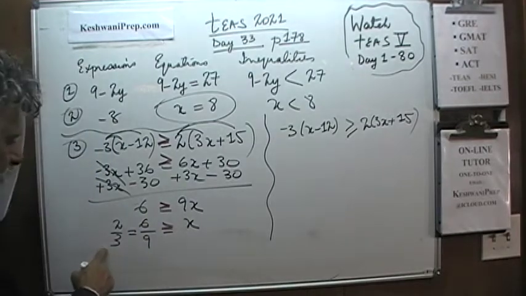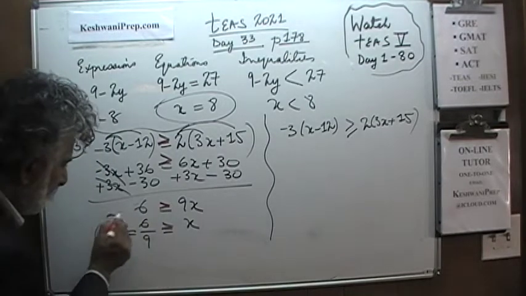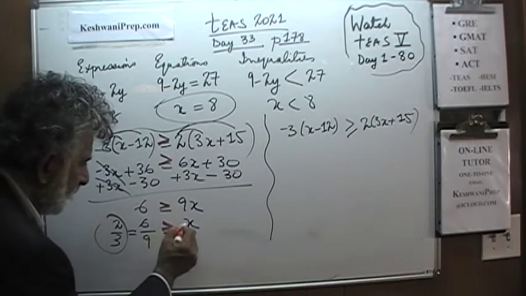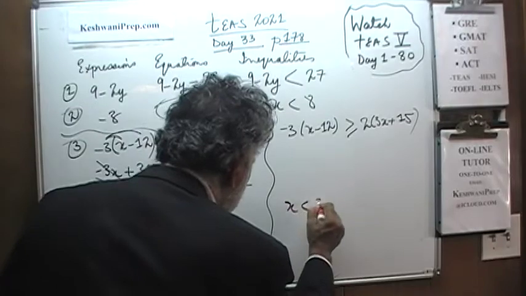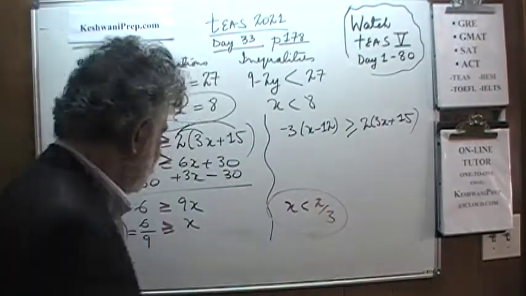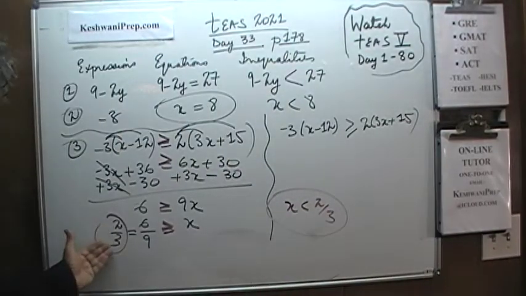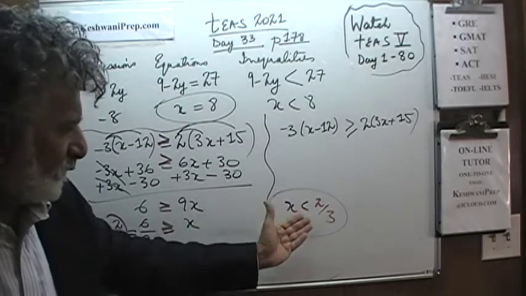So we are told that two-thirds is greater than or equal to x, which is the same as saying that x is less than or equal to two-thirds. We usually don't say that two-thirds is more than x. That's the solution.